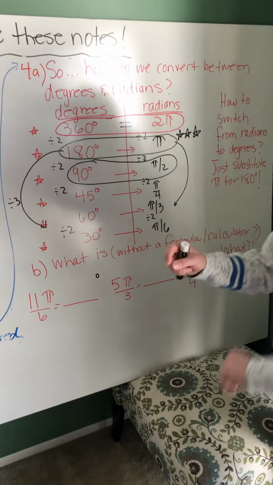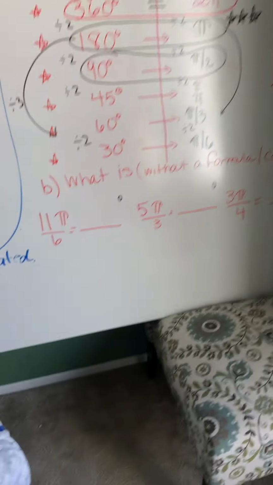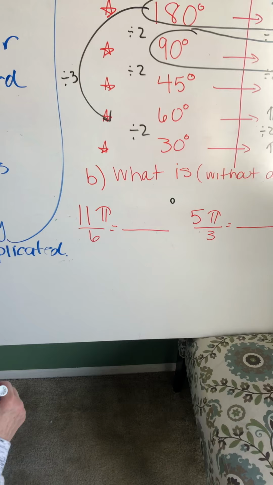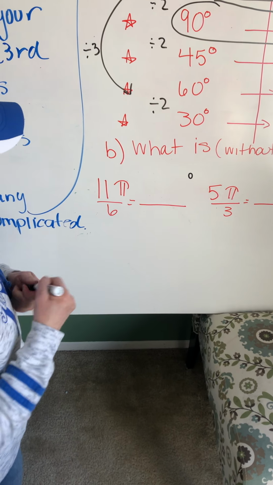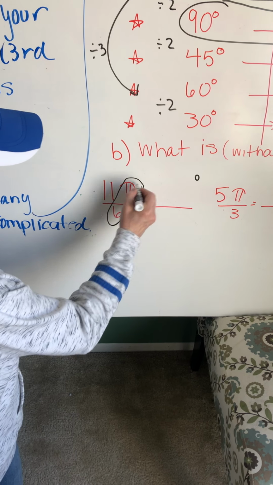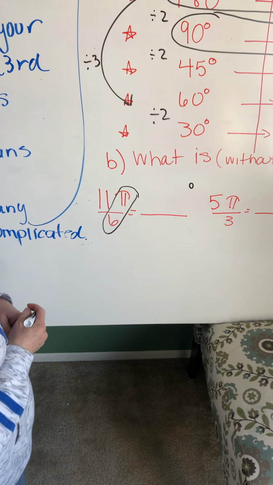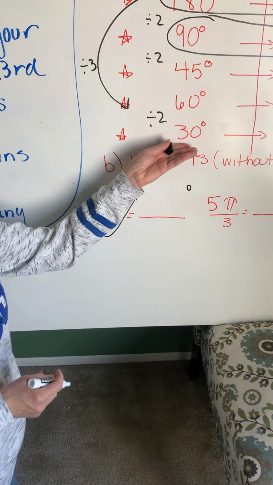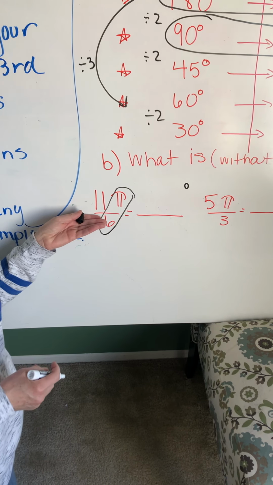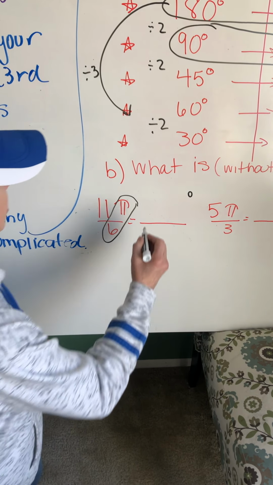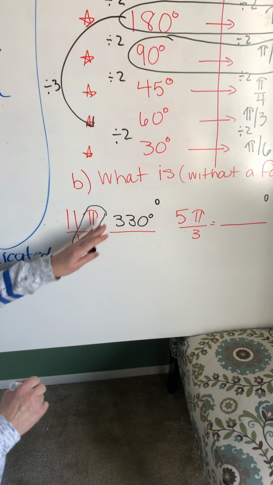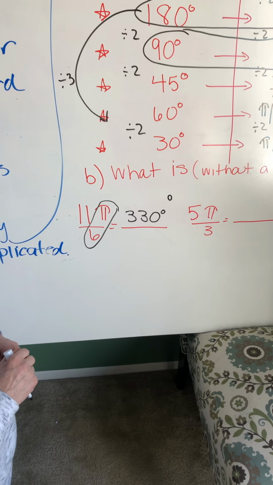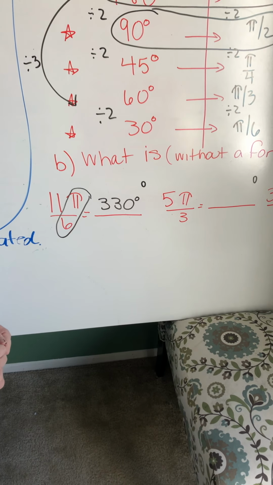Let's take a look. I'm going to come on down here. 11 pi over 6. What is this radian measure in degrees without doing any hard work? Let's just take a look at it. What is pi over 6 in degrees? Oh, look at that. It's 30 degrees. I have 11 of them. What's 11 times 30? 330 degrees. Look at that. Just by knowing the smallest part of this radian measure, I didn't actually need to do any real hard math.